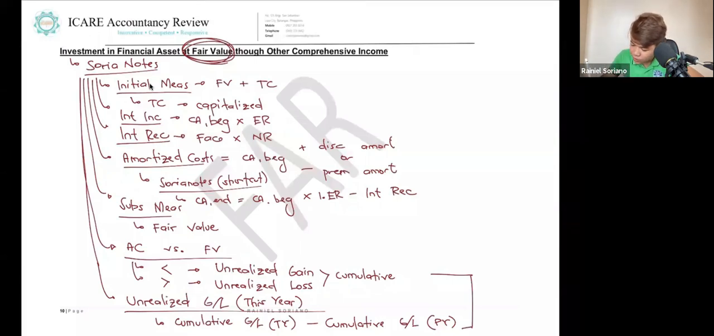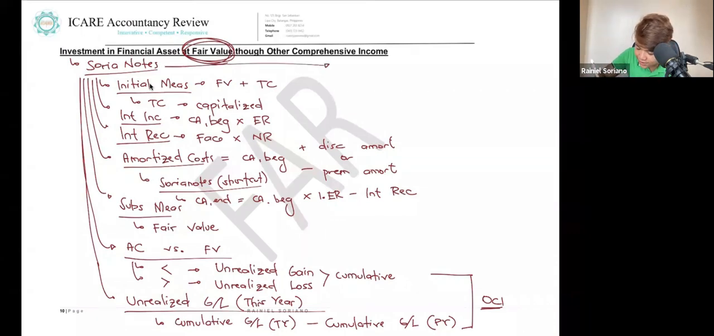True OCI. So this means these go to other comprehensive income. Again, they go to OCI, these unrealized gain or loss. Is that clear? Now, hear me out, guys. I'm not yet done.